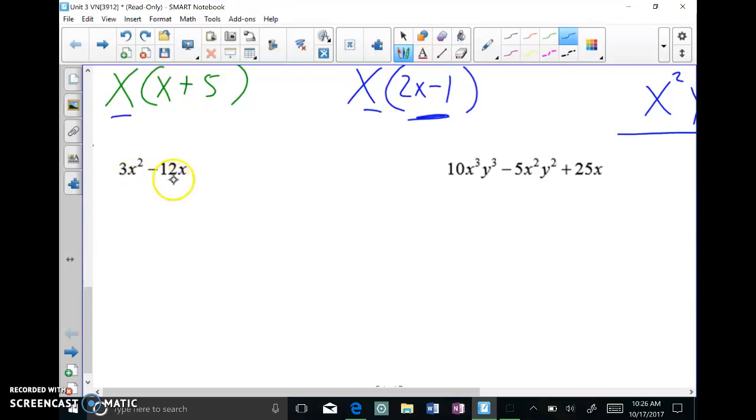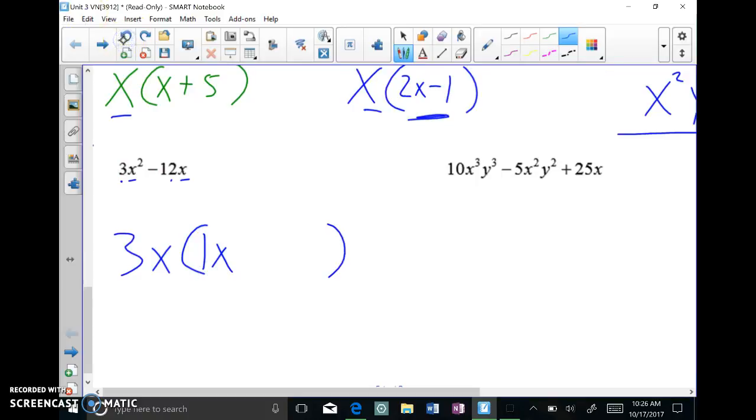So looking at this, first I look at the numbers. Can I divide 3 and 12? Yes. I could divide them both by 3. And then do they both have an x? Yes. This one has 2, this one only has 1, so I can take out 1x. What's left over? Well, the 3 divided by 3 is 1. Remember, you could write the 1 if you want to. You don't have to here because x squared divided by x is x. So it's going to be 1x.